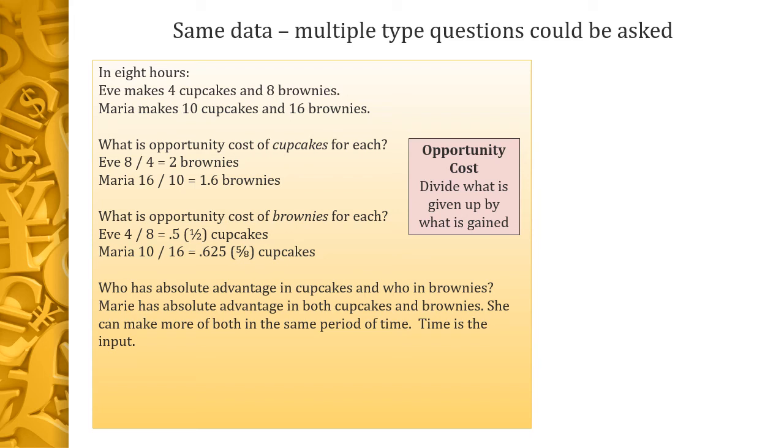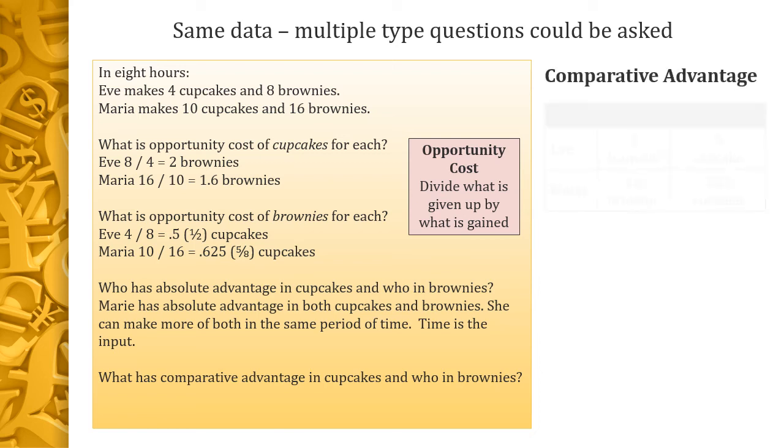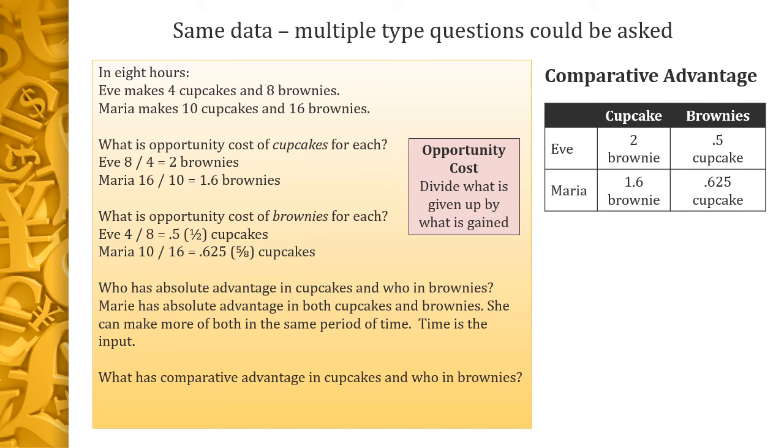You can have absolute advantage in all products. But the thing to remember is that while you may have absolute advantage in both products, you cannot have comparative advantage in both products. So I introduced that back in the beginning of this, but we'll sort of talk about it as we go, because of course they could ask what is the comparative advantage for cupcakes and who has the comparative advantage for brownies. So let's just kind of look at that. If we put this table together, we're going to be able to determine this.